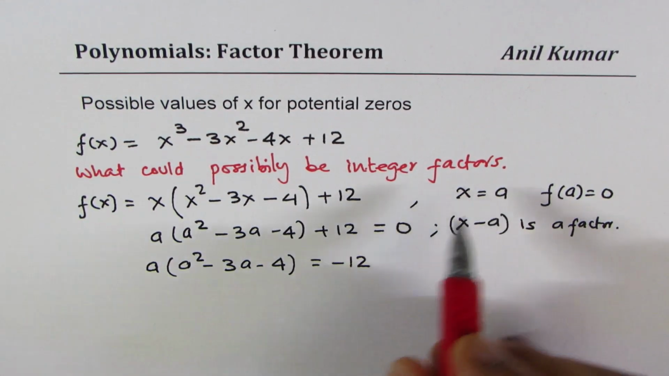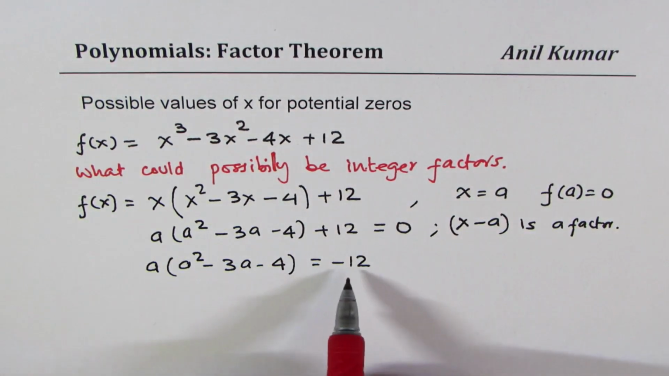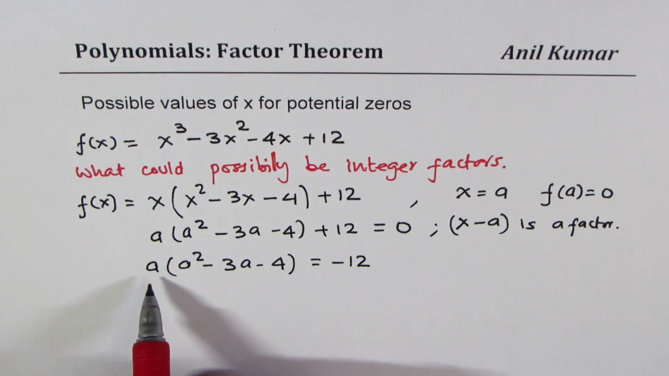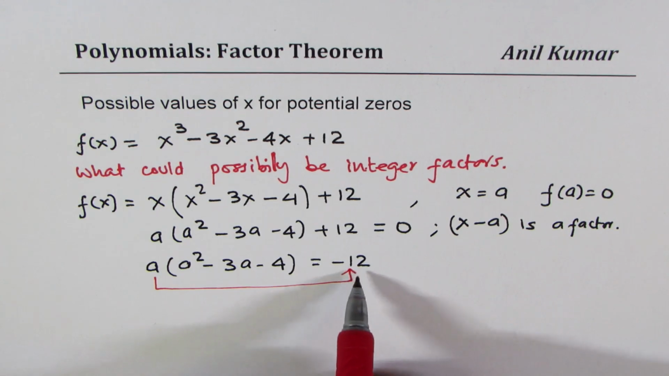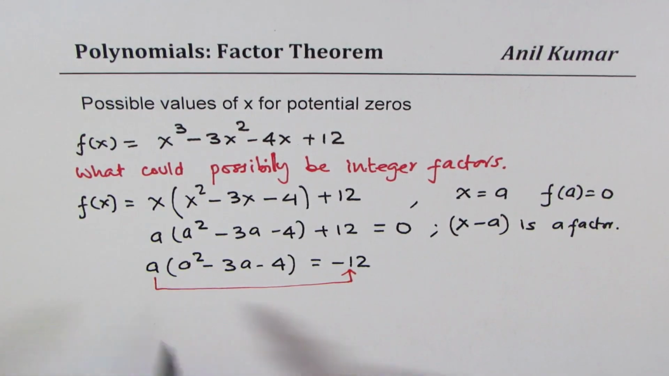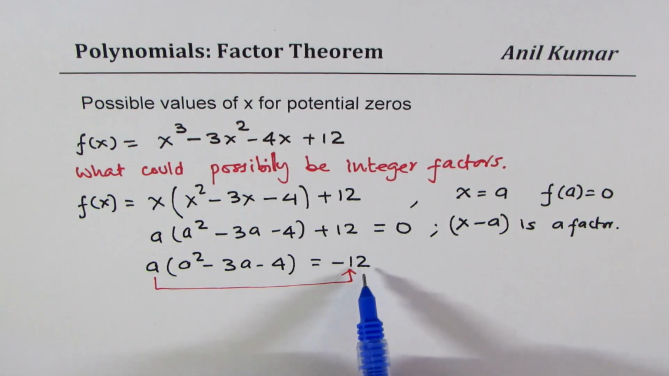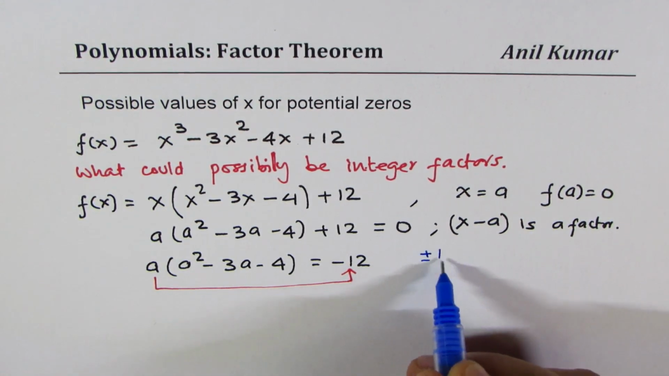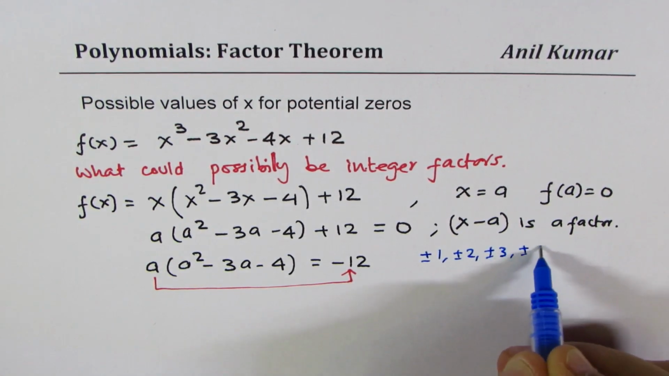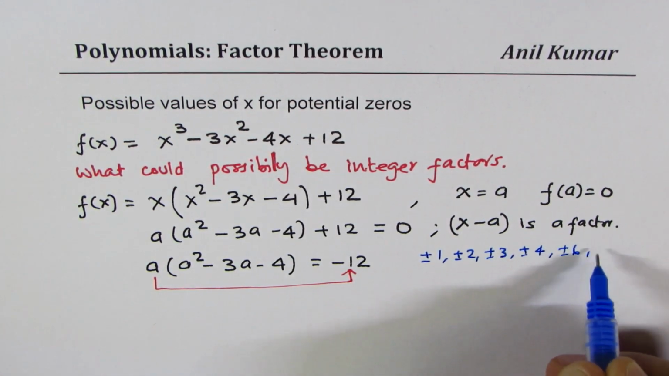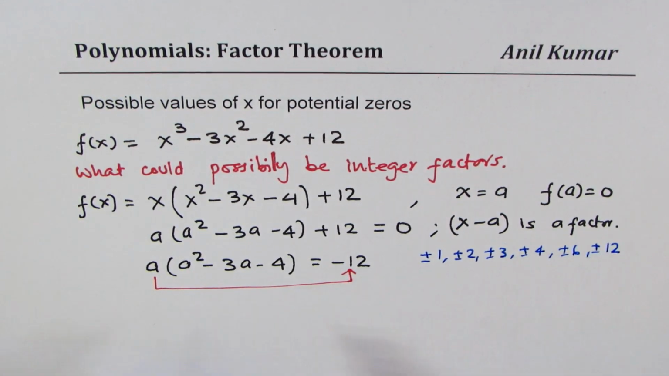We want this to be a factor, right? That means a should be related to 12, right? So a could possibly be what? We know the factors of 12 are plus minus 1, plus minus 2, plus minus 3, plus minus 4, plus minus 6, and plus minus 12.